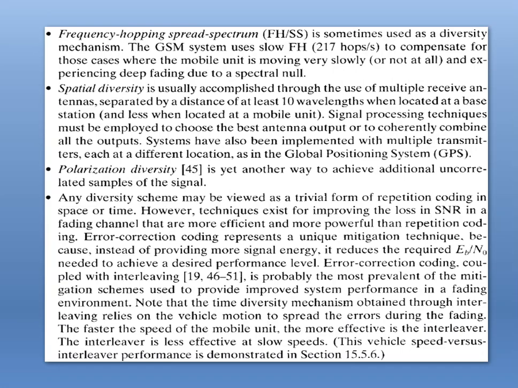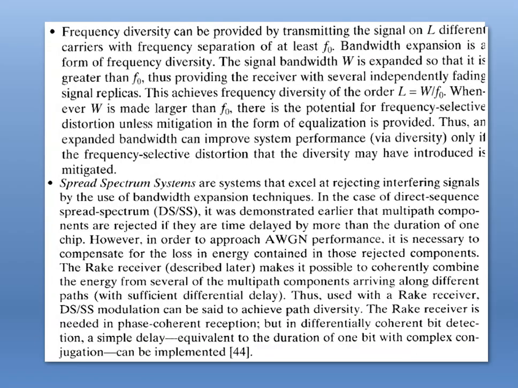And the second one is frequency diversity. Frequency diversity can be provided by transmitting on L different carrier frequencies separated by at least F0. Bandwidth expansion is a form of frequency diversity. The signal bandwidth W is expanded so that it is greater than F0, thus providing the receiver with several independently fading signal replicas. The achievable diversity of order L is equal to W by F0.